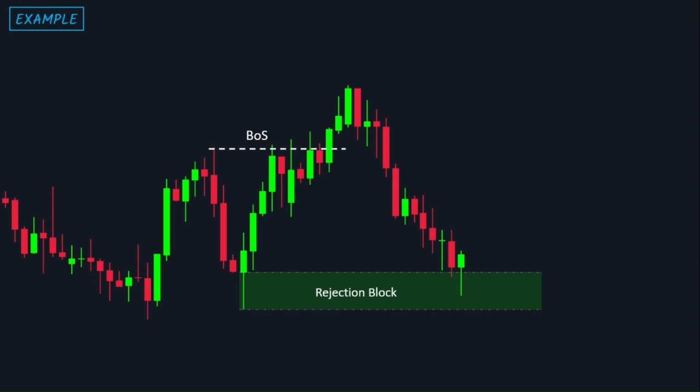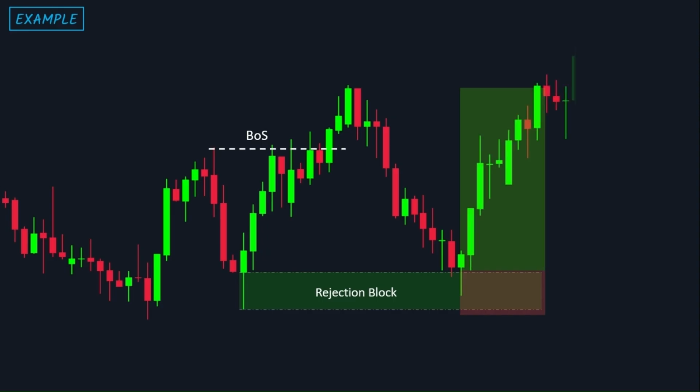For trade execution, we do not enter blindly. Instead, we wait for confirmation, such as a clear candlestick pattern or a market structure shift on a lower time frame, before entering a long position. The stop loss should be placed safely below the low of the rejection block. For take profit, target the next significant high or key resistance level, ensuring a favorable risk-to-reward ratio.